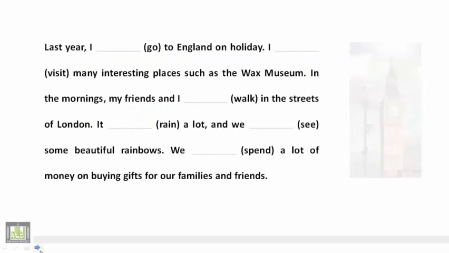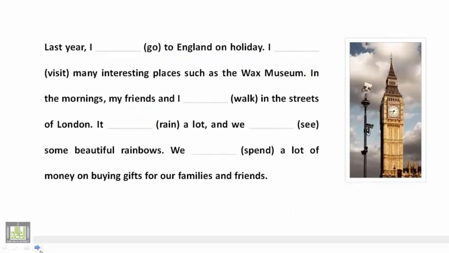Okay? Now we are going to use the past simple tense in this short paragraph, and we will see when we have regular verbs and when we have irregular verbs.